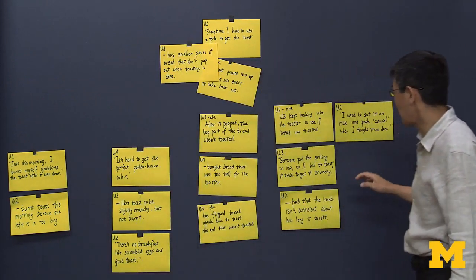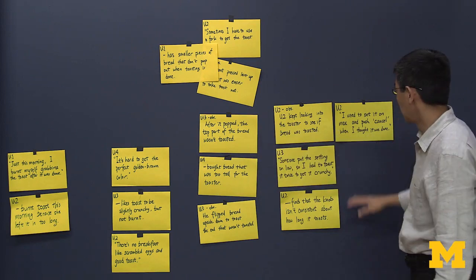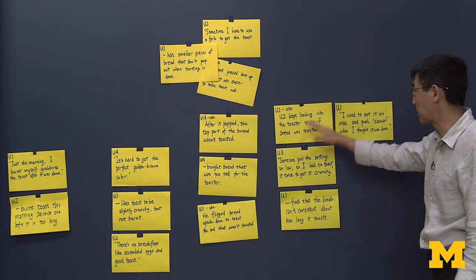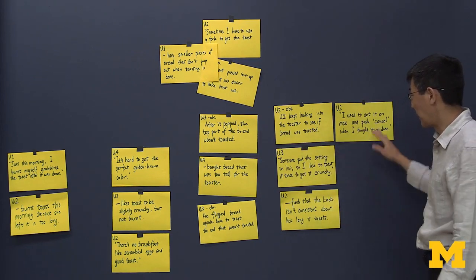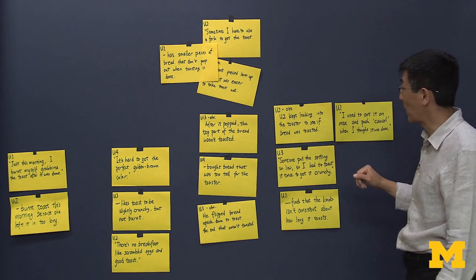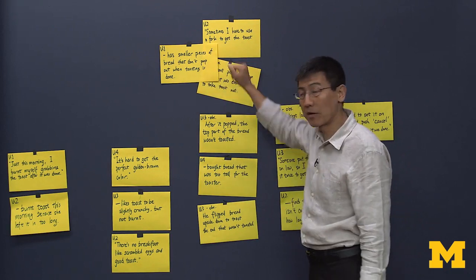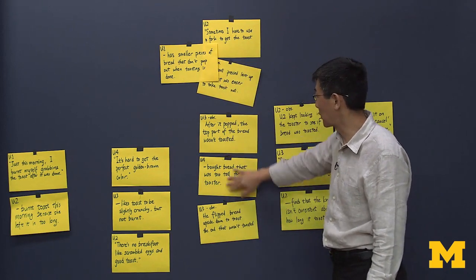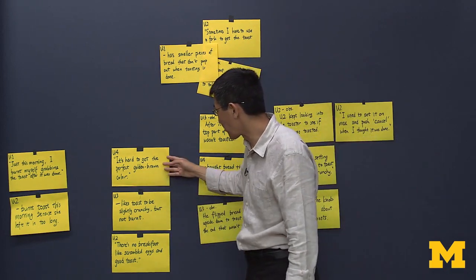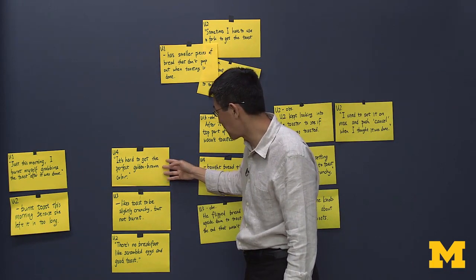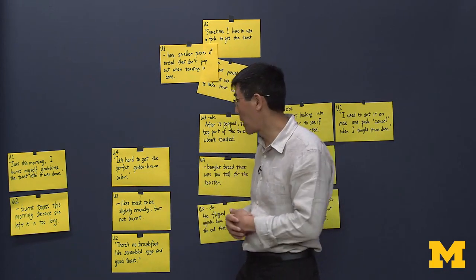So far we have a few different clusters. This is a cluster about it being difficult to toast bread just right. Here's one about bread sizes being different, with some over here being about bread being too small, bread being too large. These are statements about just getting the perfect kind of bread.